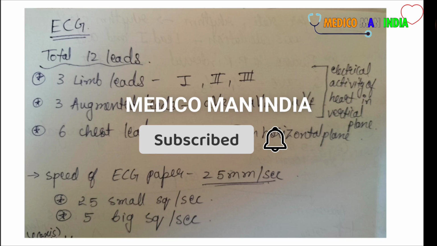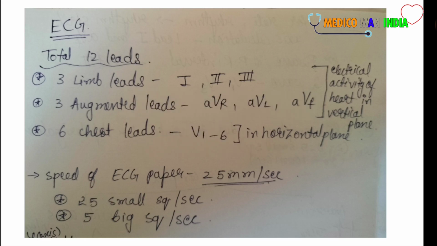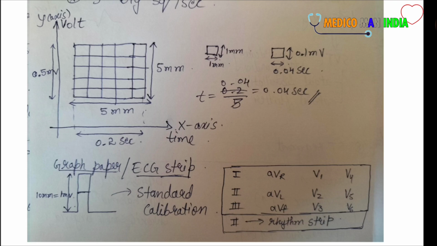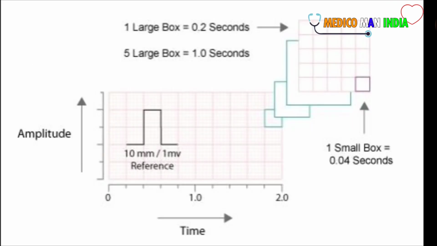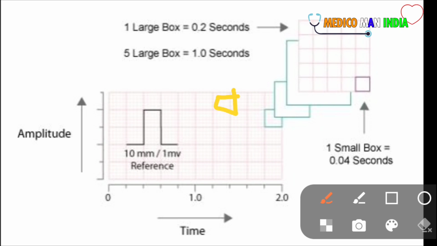Here the ECG approach starts. The speed of ECG paper is 25 mm per second. It indicates the speed of the paper: the paper moves 25 mm in 1 second. Let me show you. Here you can see the ECG paper is divided into these kinds of boxes. This is one big box, and in one big box there are 5 small boxes arranged 5 into 5, length and height.